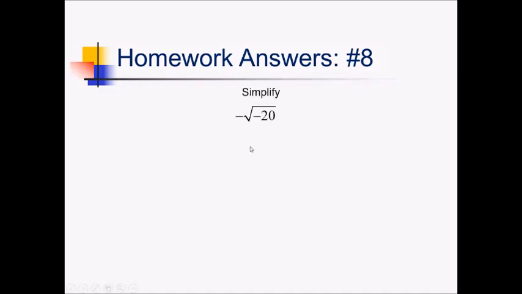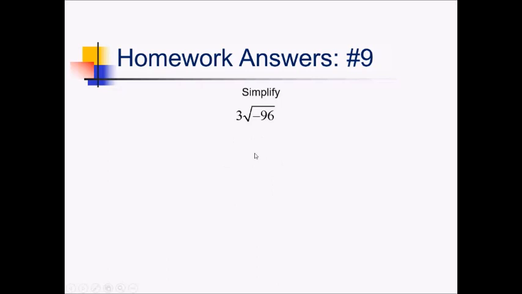To simplify this radical, we'll start by taking this negative inside outside as an i. So we have a negative i radical positive 20. And then 20 we can split up into 4 times 5. Square root of 4 is 2, so this is negative 2i radical 5.